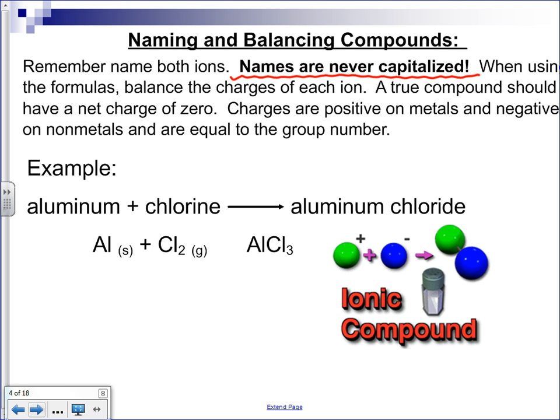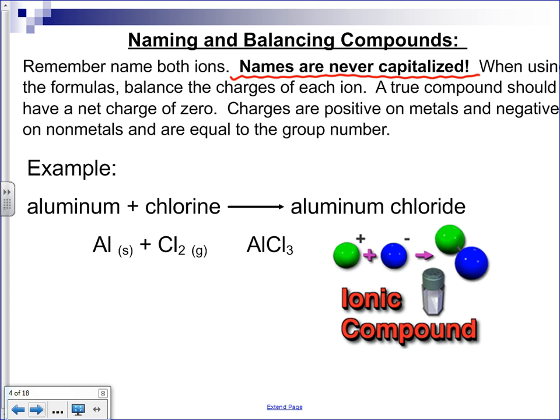The thing is, the name of an ionic compound or a molecular compound is not a proper name like John Smith would be. It's a designation, which does not require capitals. So the names of chemical compounds are never capitalized.